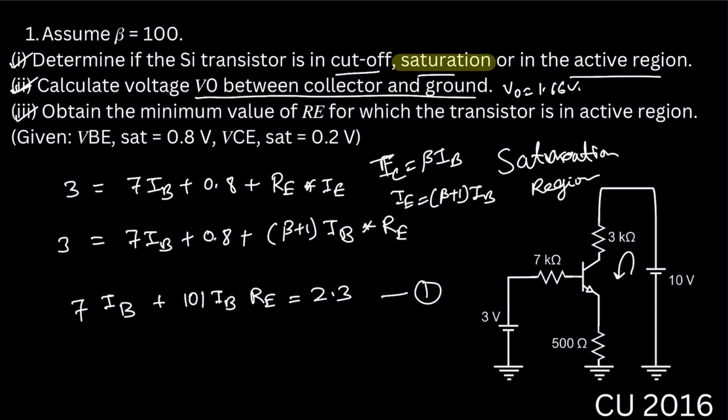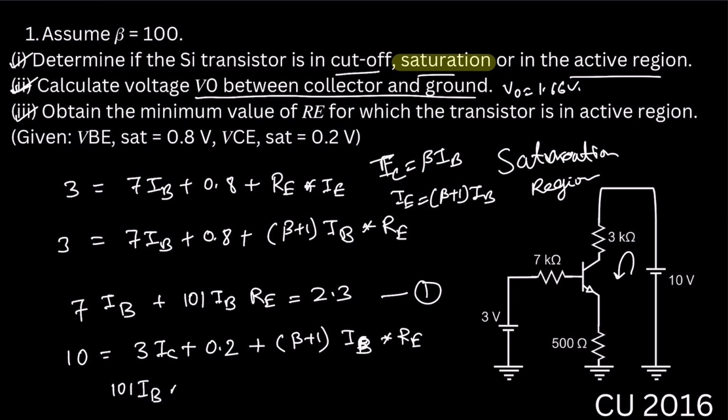Okay, so we need to find out another equation to solve this. Okay, so 10 equal to 3 into IC plus 0.2 plus (beta plus 1) into IB into RE. Okay, from here we will get 101 IB into RE plus 3 IC equal to 9.8. Okay, so if we just solve these equations, we will easily get the value of RE.